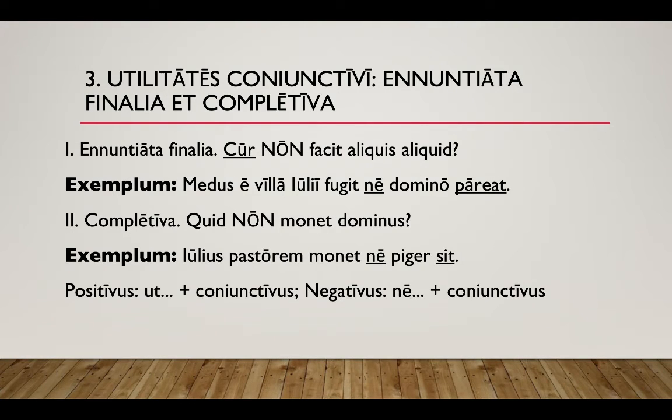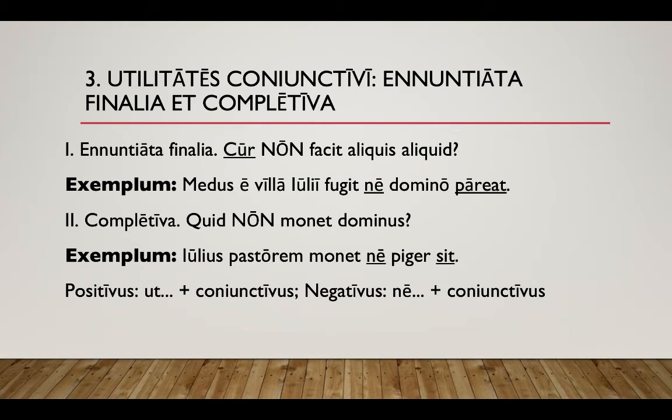If we want to form the negativus, right, there's all sorts of cases where someone does something in order not to accomplish something, or gives a command that someone not do something. Like, don't push that button. So why would someone not do something? Here we don't use ut plus the conjunctivus plus non, but rather instead we use ne. Medus e villa Julii fugit, ne domino pareat. Medus flees from Julius's villa so that he doesn't have to obey his master. Ne pareat, in order not to obey.